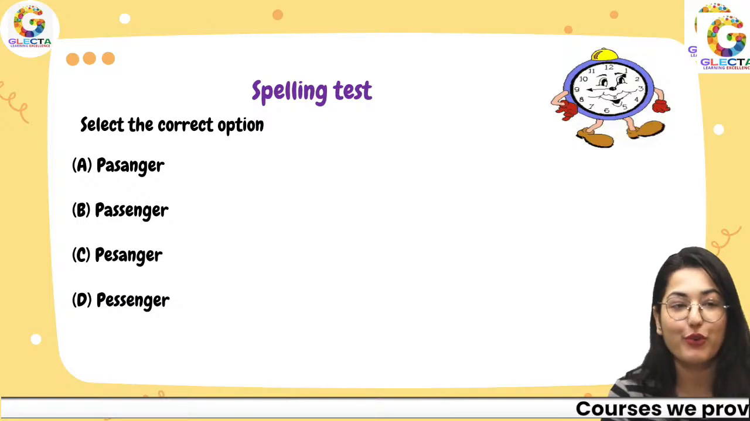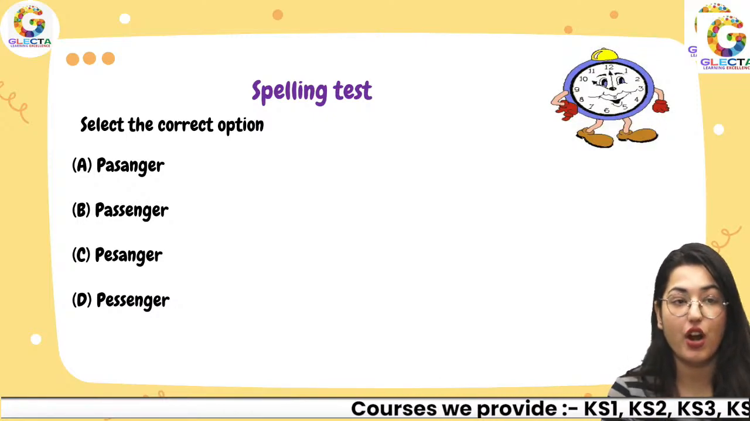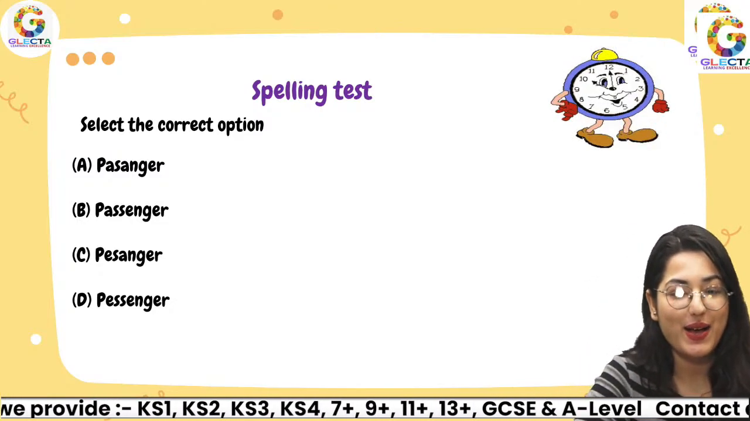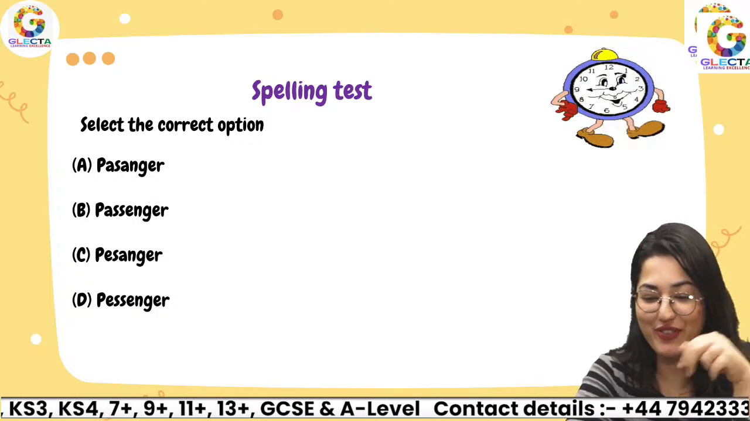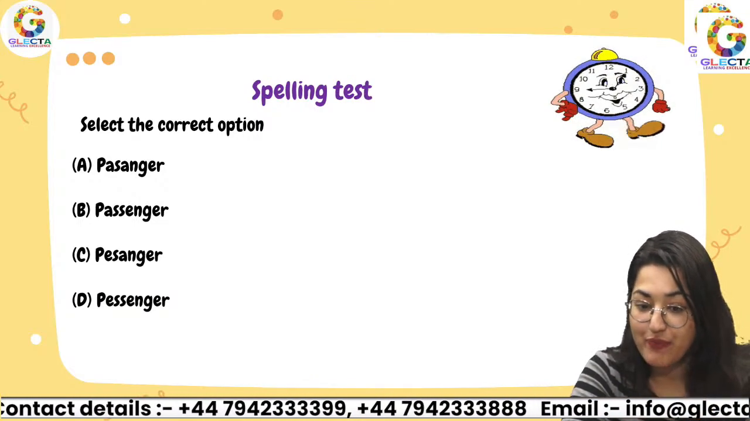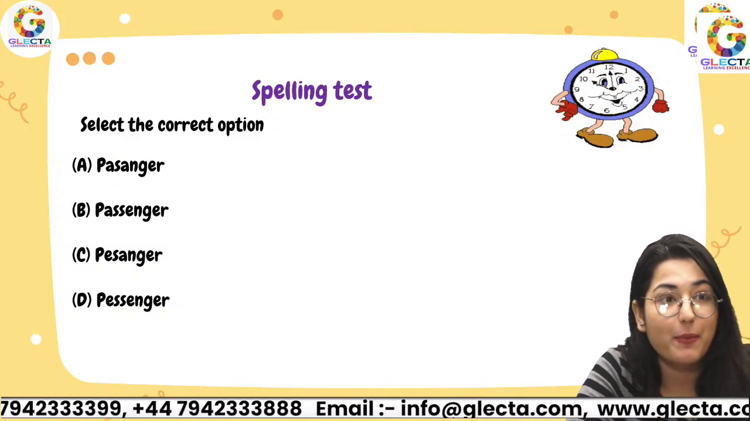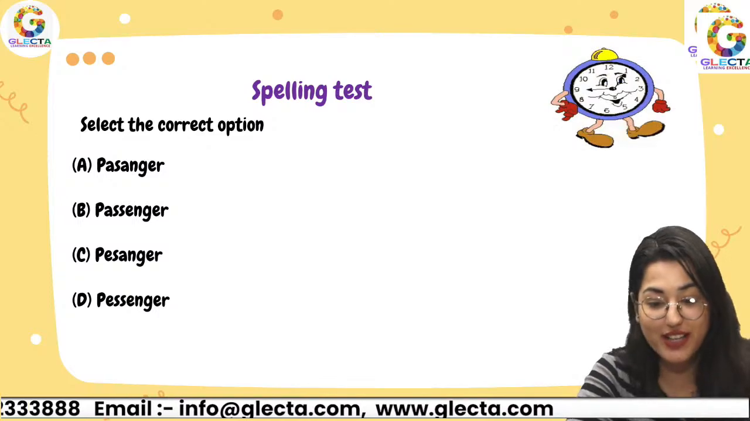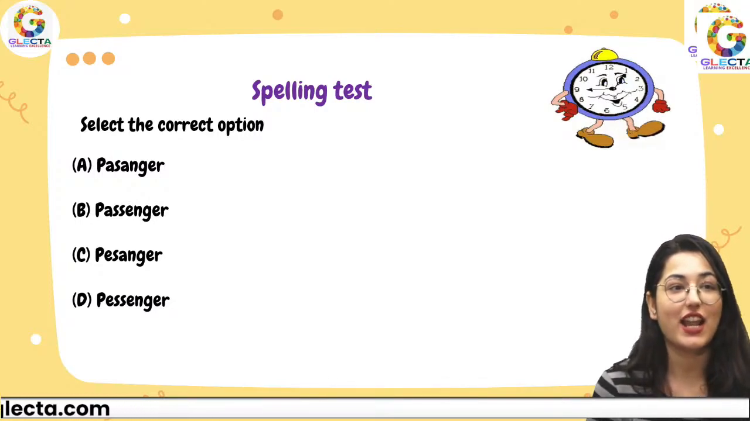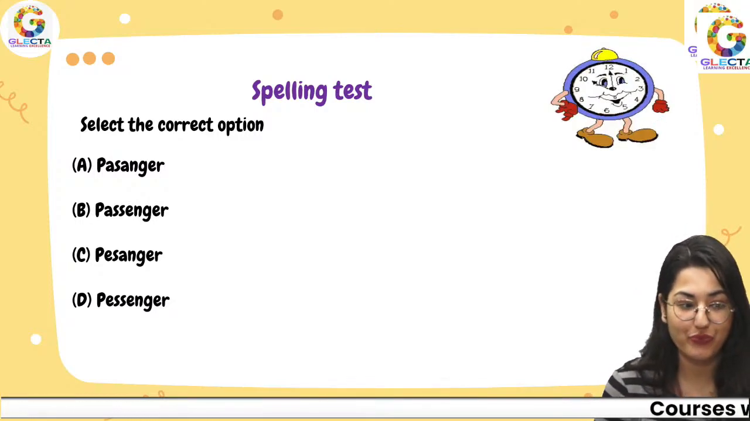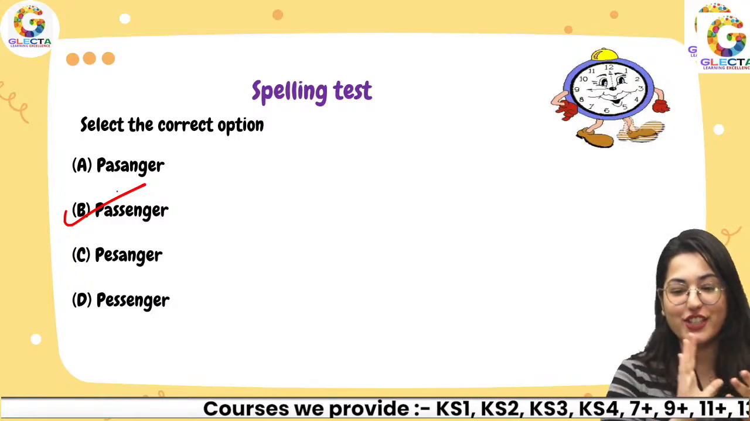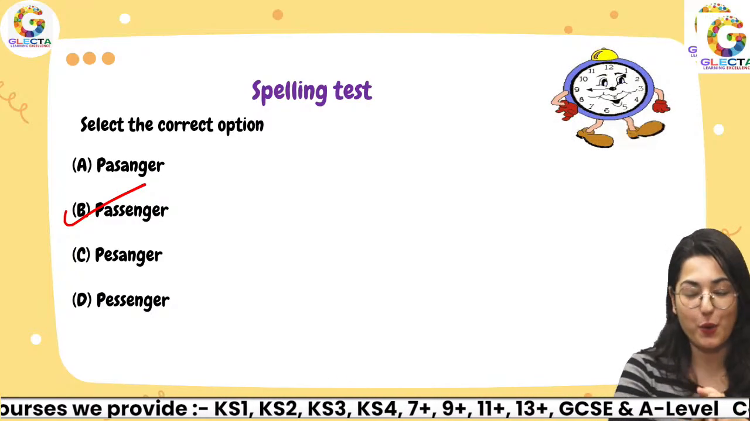Option A, right? Now, moving to the next one. Which option is correct here? There are four. You need to pick the correct spelling for passenger. Now I have started receiving the answers from everyone. Option A, option B. Aradhya is saying option A. Toys Are Life is saying option B. Fizza Khan is saying option B. Now let me tell you, the right option for this is option B. Very good, students.